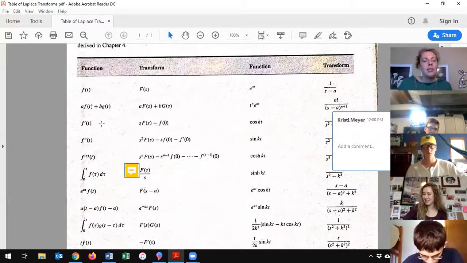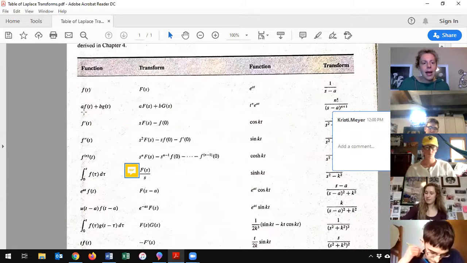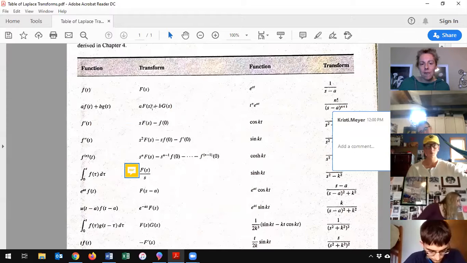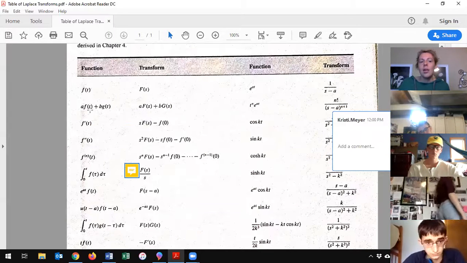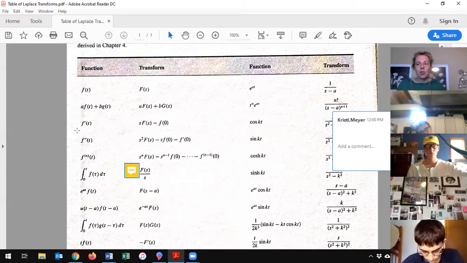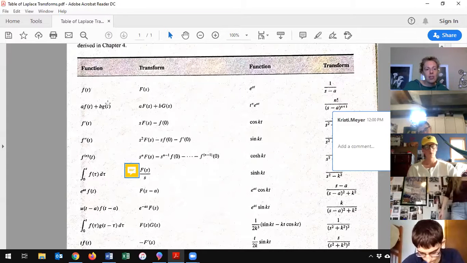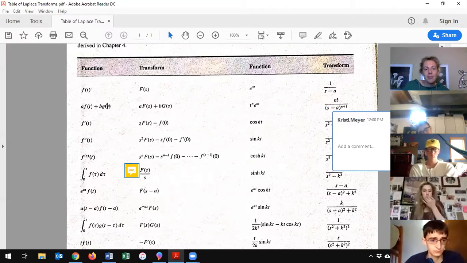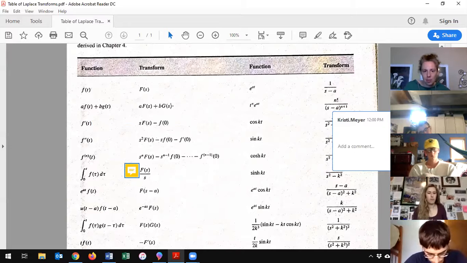Because we have a times f of t plus b times g of t, we can say that's a times the first one plus b times the second one. You can do functions independently. It's exactly like derivatives, right? Think of this like a derivative. If you did the derivative of this whole thing, it would be a times f prime plus b times g prime. I'm saying I can do a times capital F of s, b times capital G of s. It works exactly like the derivative when you have addition, okay?